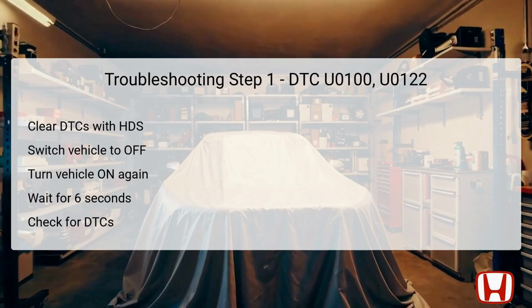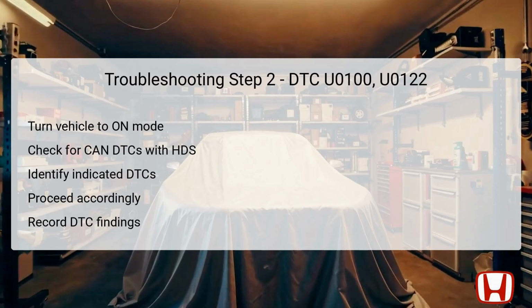The first step in troubleshooting DTC U0100 and U0122 involves clearing the DTCs using the Honda Diagnostic System, HDS. Start by switching the vehicle to off or lock mode. Following this, turn the vehicle back on and allow it to sit for at least 6 seconds. During this time, electronic systems are initialized, allowing for potential resets. After waiting, check for any DTCs once again using the HDS. This step is crucial to ascertain if the errors are persistent or possibly intermittent. Addressing intermittent issues may require additional testing.